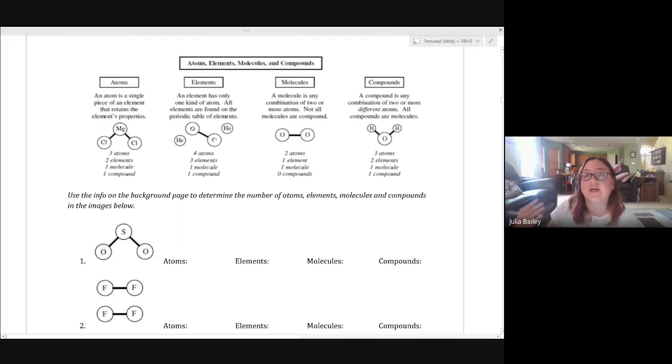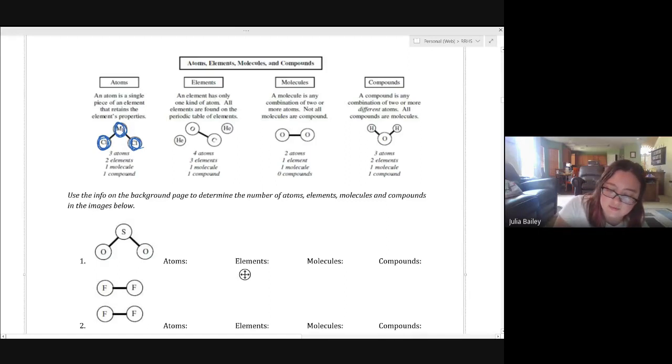Elements, molecules, and compounds. These are sort of four different vocabulary words that all mean kind of similar things, but it helps if we have a picture in our mind of what each one means. An atom is a single piece of an element that retains the element's properties. So this right here is a chlorine atom. Here's a separate chlorine atom. This is a magnesium atom right here. Those three things are all atoms.